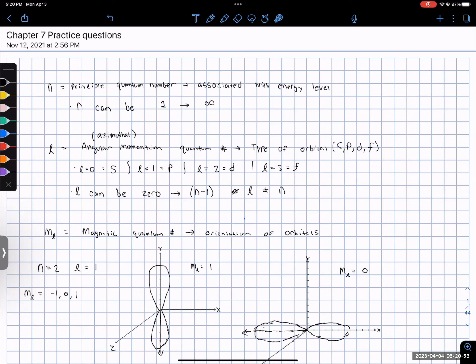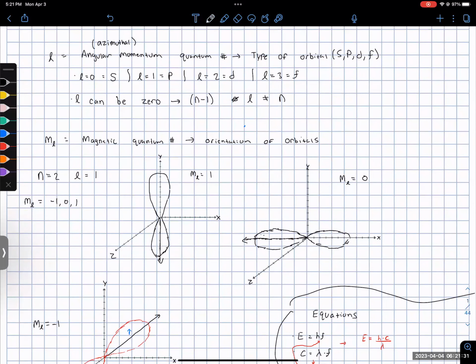I think it goes 0 to infinity, right? No, n can only be 1 to infinity, not 0, because the first energy level we see is n equals 1. It's the first energy level. Well, I don't think n equals 0 exists, because it's applying to an energy level. These are all in reference to energy levels, so there has to be an energy level present in order for us to talk about it. Something like n equals 0 might be a nucleus, but we don't really care about that.